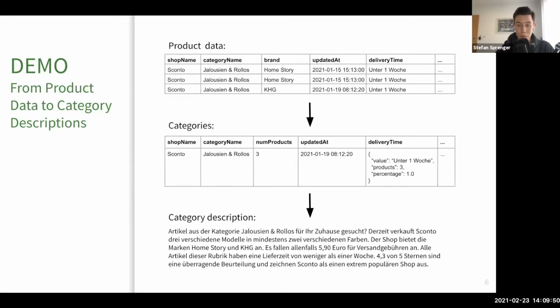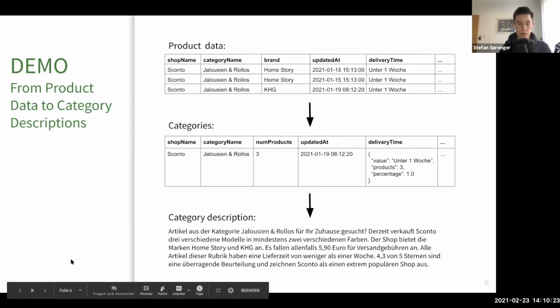And what we come up with in the end is this nice and SEO optimized category description. And you may also note that the text holds information from the category data point. So for instance, in the first sentence, the category name is mentioned, and the text also mentions how many products are featured in the category and so on.